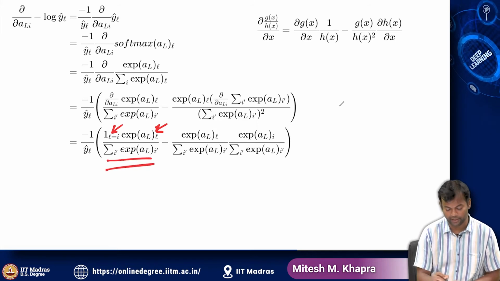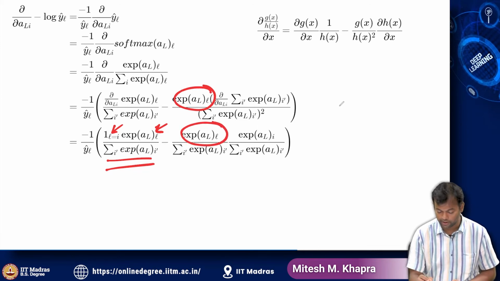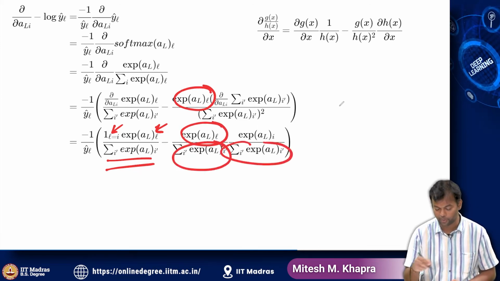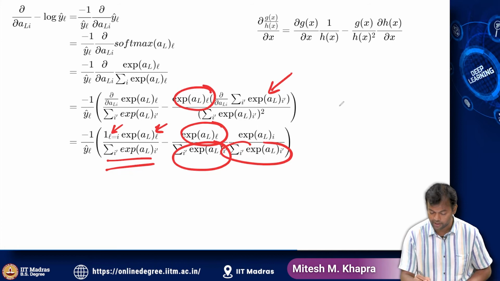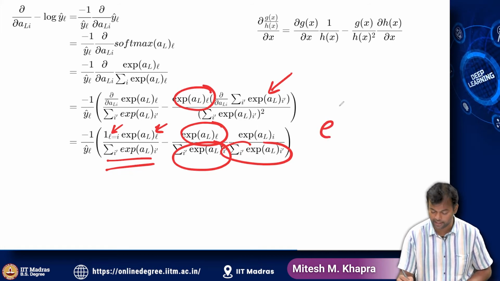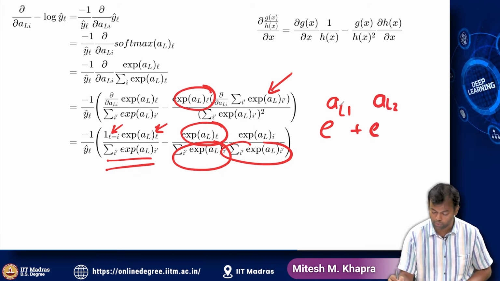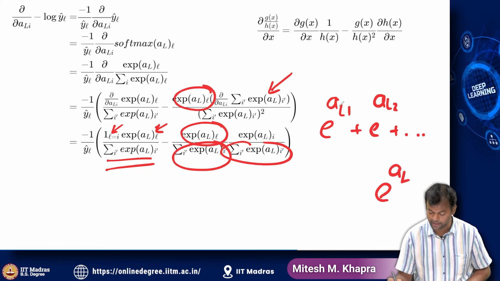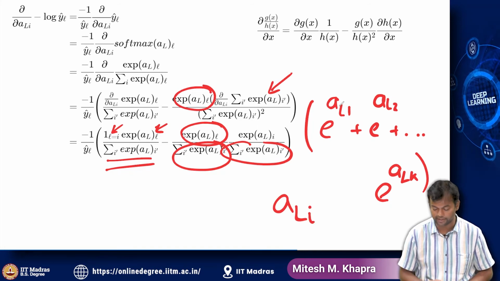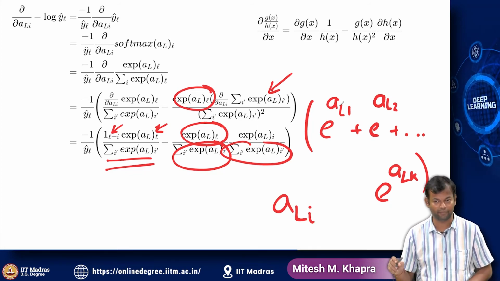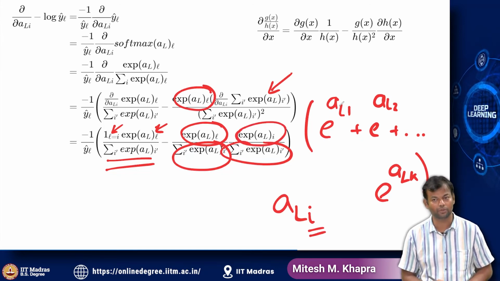Then I have copied the denominator as it is from the other place. Now this quantity I have copied as it is here. The denominator I have split into two parts, so the square I have just put into two separate parts. Now let's see what that quantity is. Here I have the sum of the exponents. What does that mean? I have e raised to a_l1 plus e raised to a_l2 plus all the way to e raised to a_lk, and I am taking the derivative of this sum with respect to one of the a_li. What will happen? All the elements in this sum will disappear except the one which corresponds to e raised to a_li. Hence, the derivative would just be e raised to a_li.